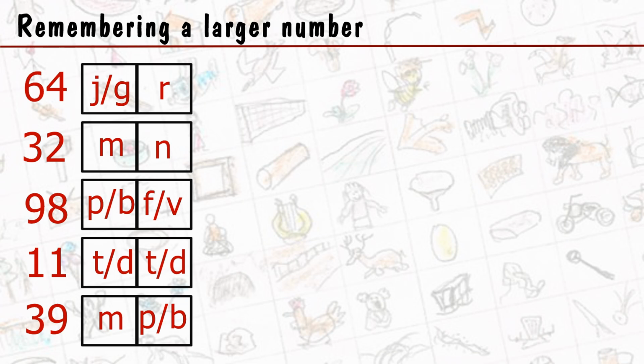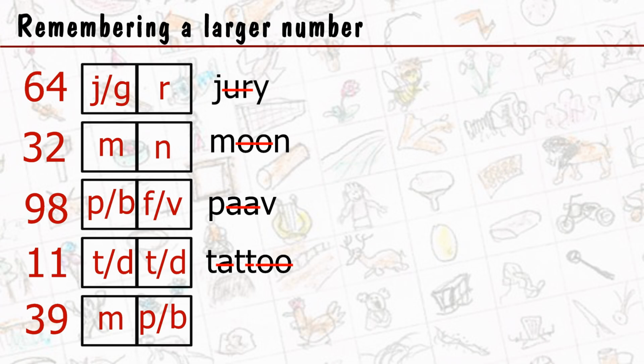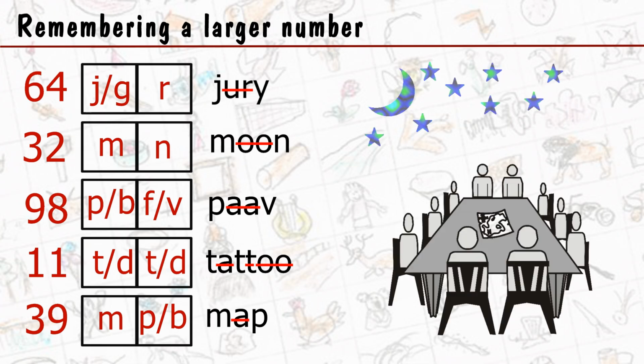Now let us build image equivalents in pairs of numbers. 64 can become jury, 32 can become moon, 98 can become pav, 11 can become tattoo, and 39 can become map. We can apply the formula of absurdity of images and imagine that the jury is sitting in the moonlight where pav is coming out of the moon with a tattoo over the pav. They are all studying a map.